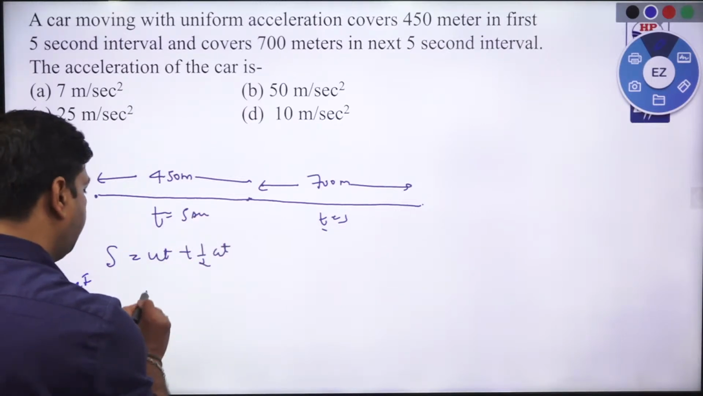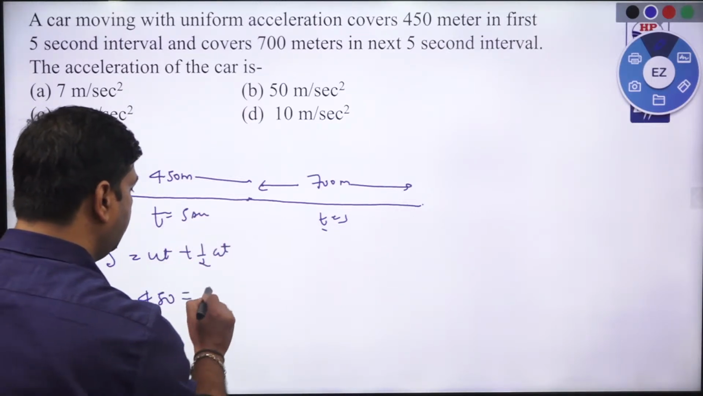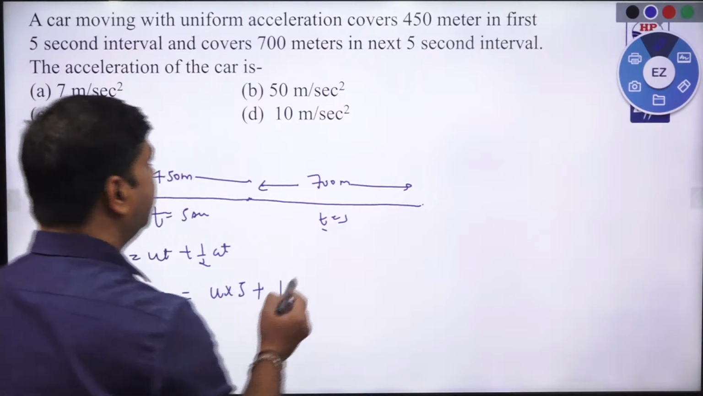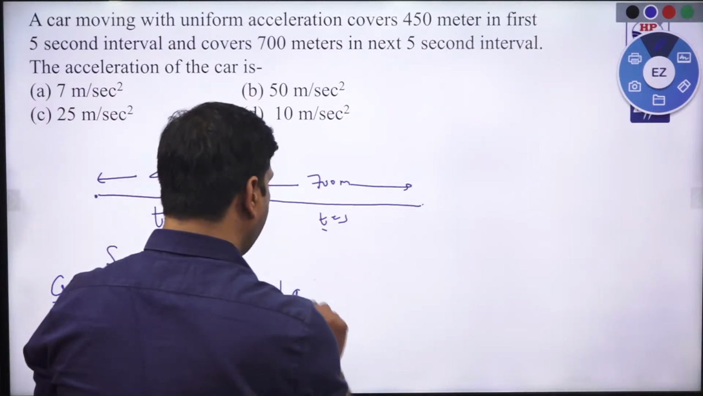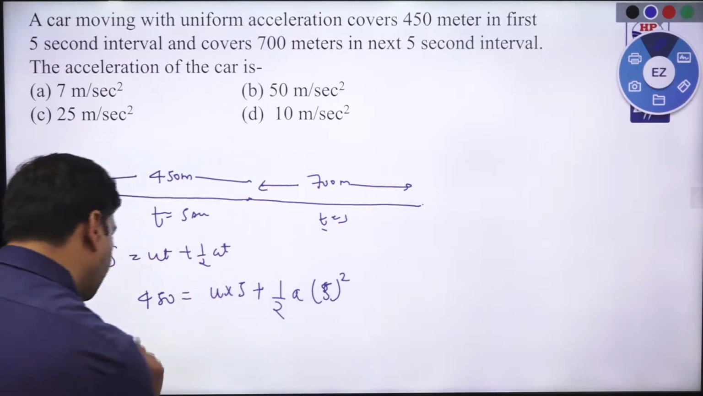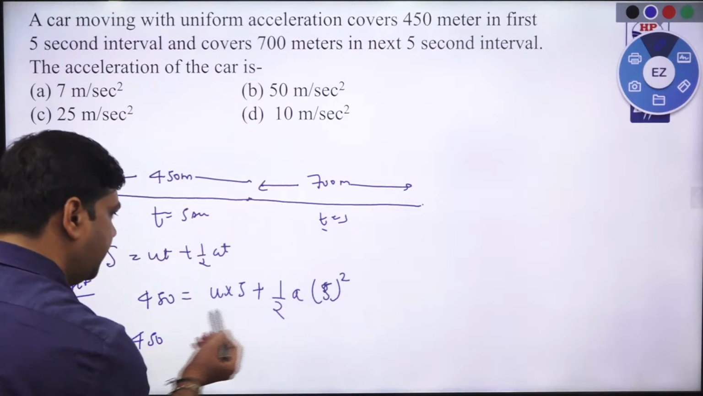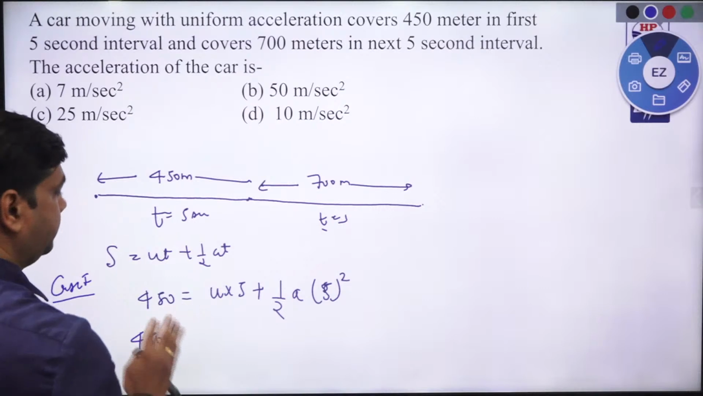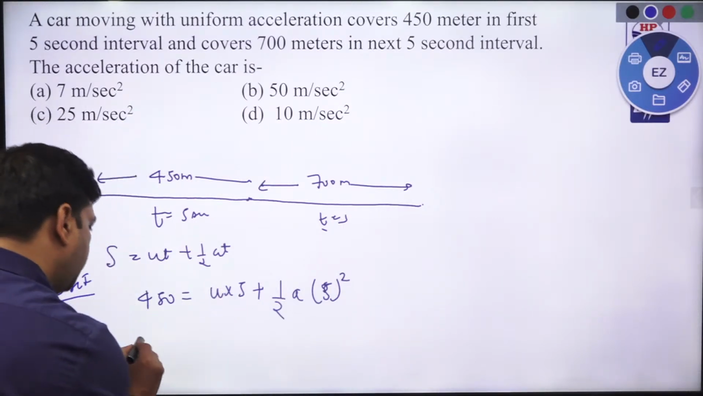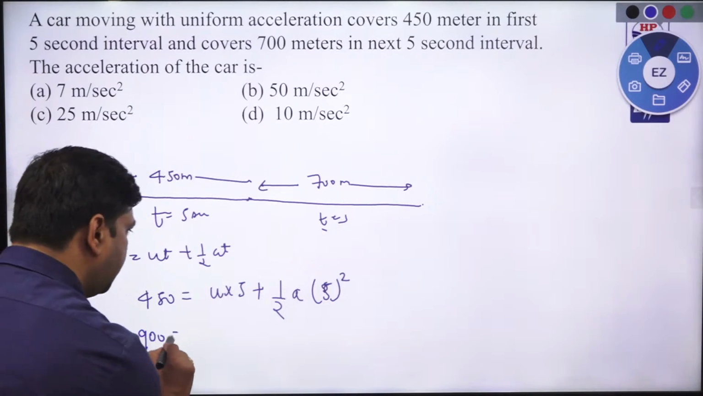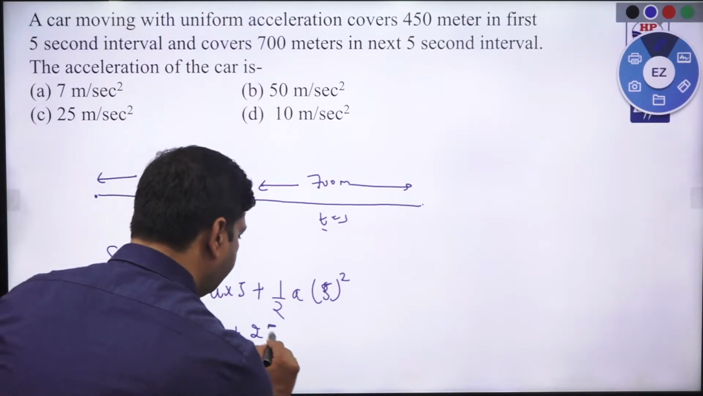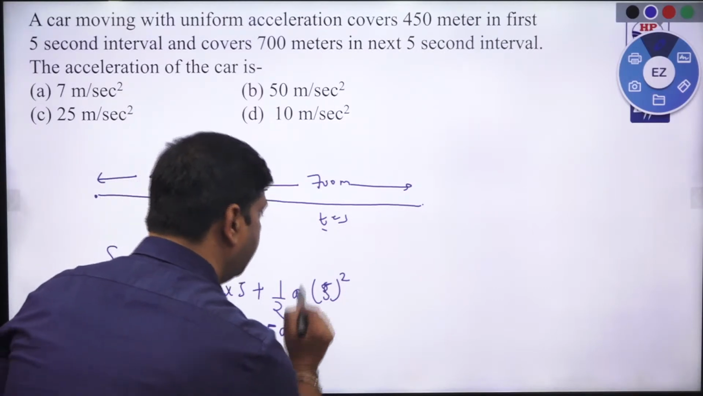The value of s is 450 meters equals u into time, the value of t is 5 seconds, plus half into acceleration into 5 squared. Okay, so it came to be 450. Just multiply this one by 2, that is 900 equals 10u plus 25a. This is equation number 1.